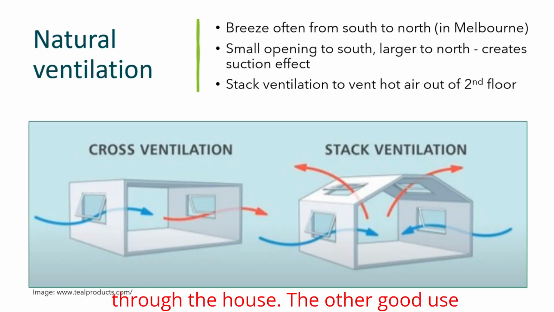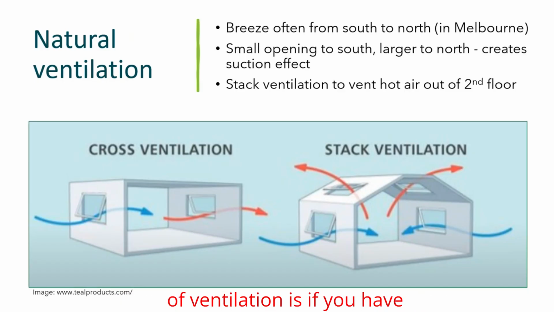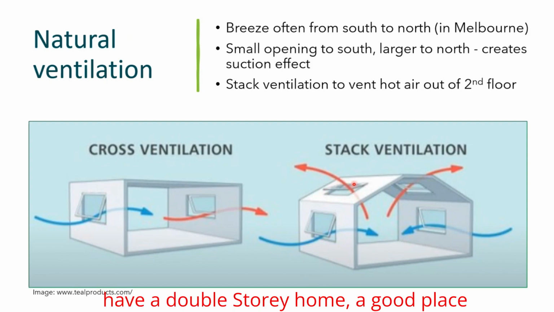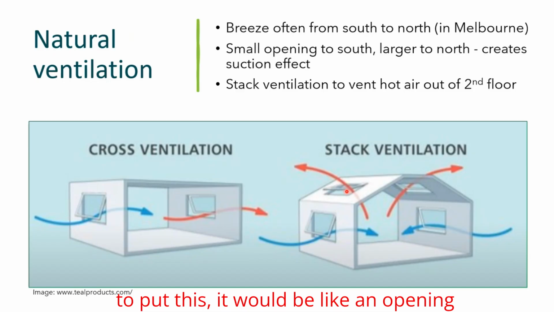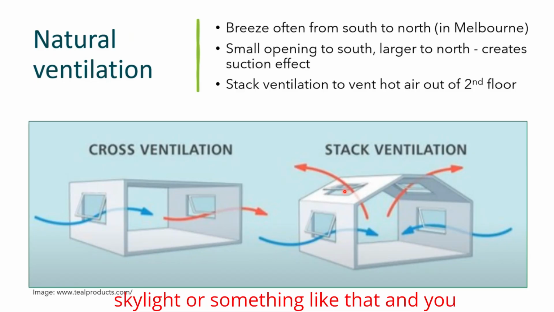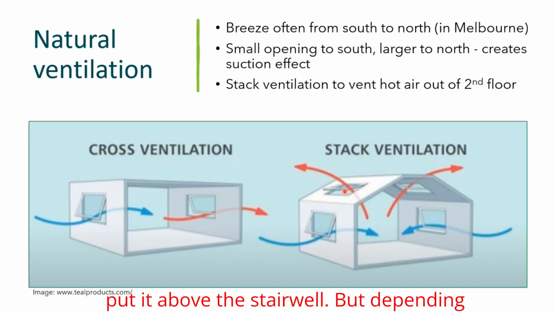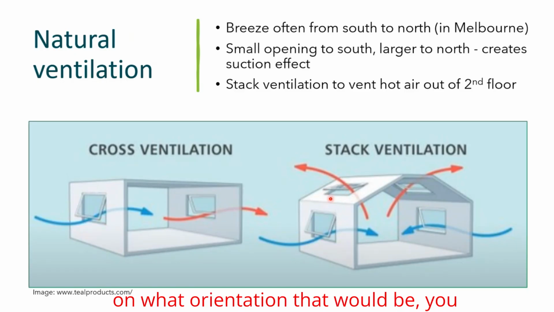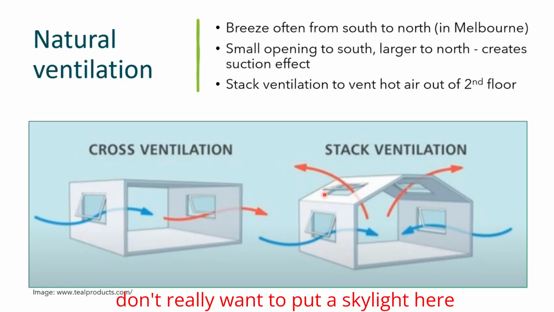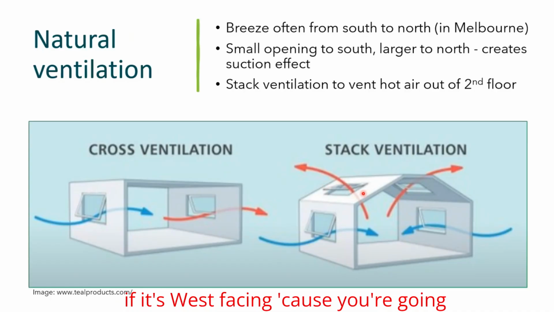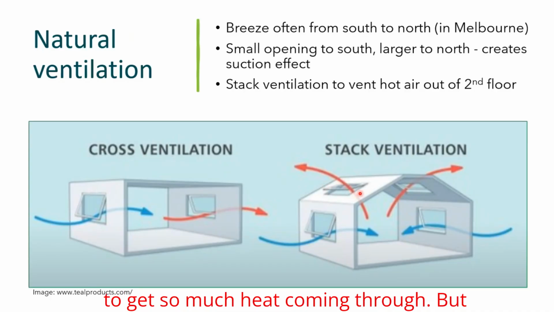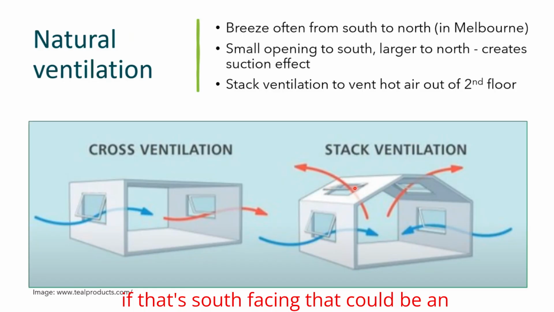The other good use of ventilation is if you have a double-story home, stack ventilation is useful for dragging that cool air through. Often if you have a double-story home, a good place to put this would be an opening skylight or something like that above the stairwell, but depending on what orientation that would be, you don't really want to put a skylight here if it's west facing because you're going to get so much heat coming through. But if that's south facing, that could be an option.